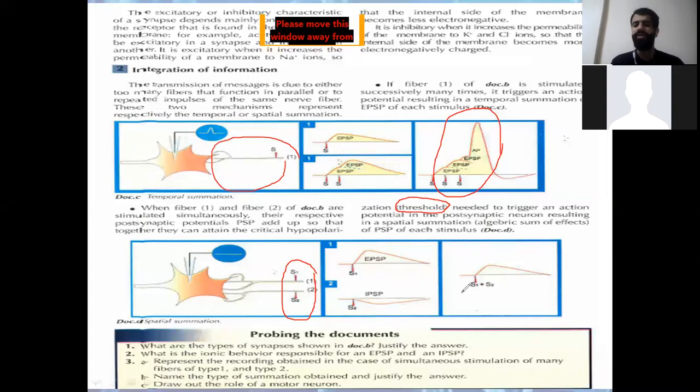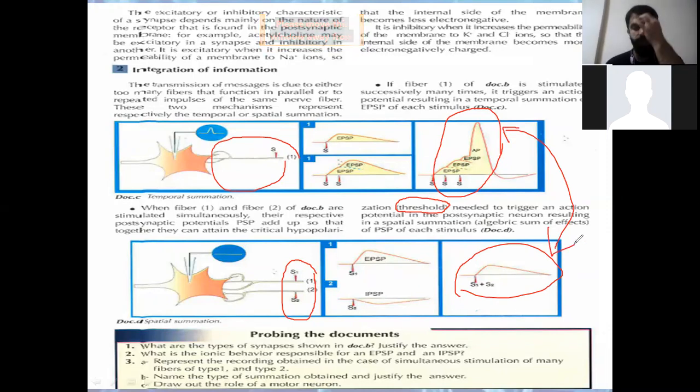So why did the message reach this level and not this one? What is the difference? Who can tell me? Why do we have, in figure D, in the spatial summation from S1 and S2, fiber 1 and fiber 2, one of them an excitatory postsynaptic potential, and the second one an inhibitory postsynaptic potential?